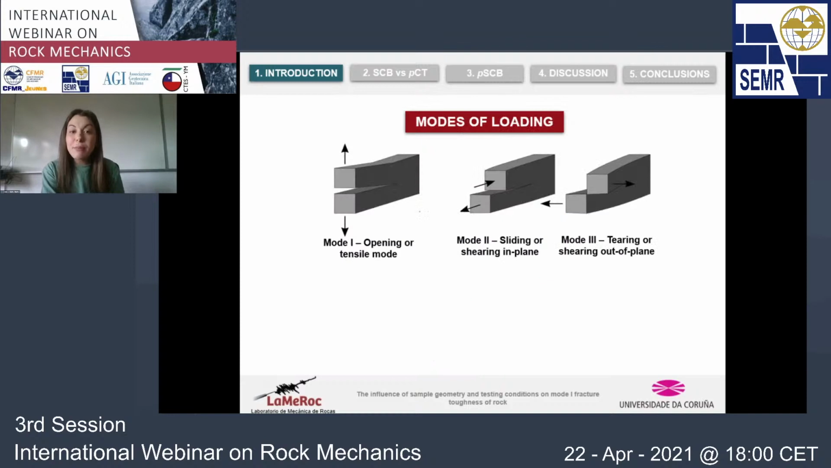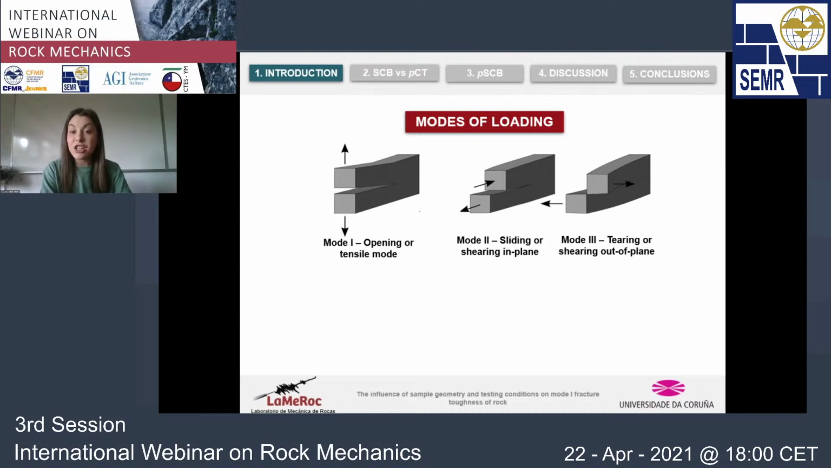In fracture mechanics, there are three modes of loading. The first one, the one that you can see on the left, is mode 1. In mode 1, the crack face is open perpendicular to the crack plane. For this reason, this mode is also called the opening or tensile mode. In the other two cases, in mode 2 and mode 3, the crack faces slide in the crack plane due to a shear stress.